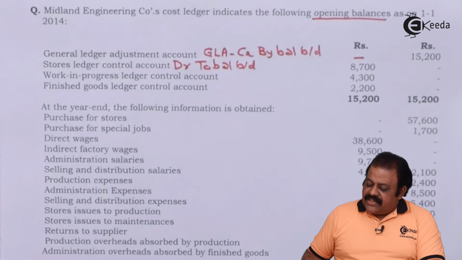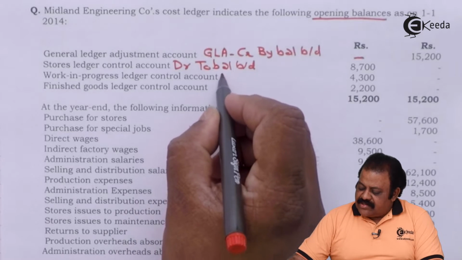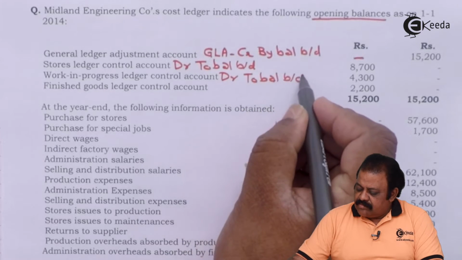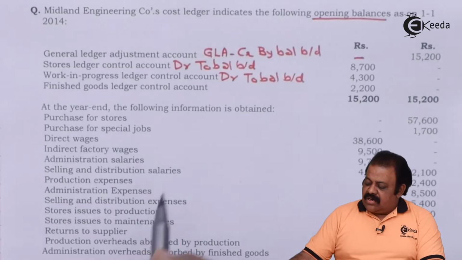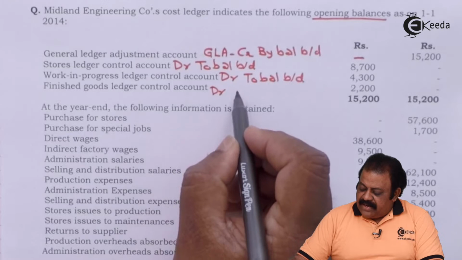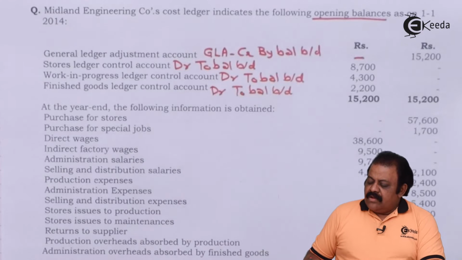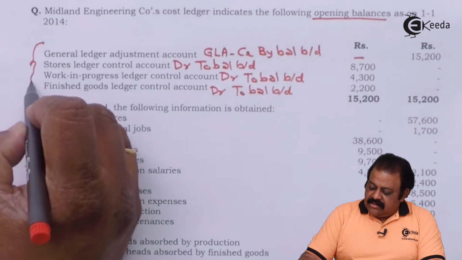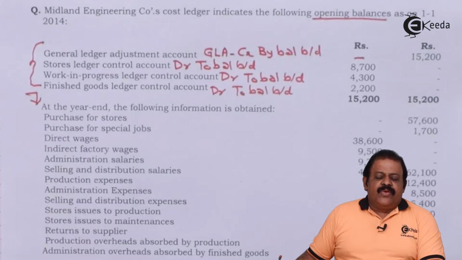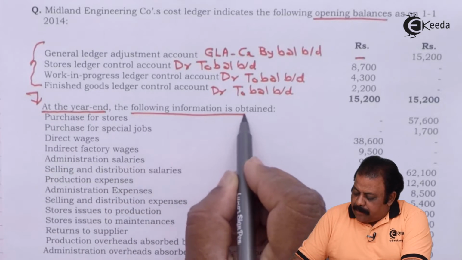Work in progress ledger control account. This is also an asset having a debit balance, to balance brought down. Finished goods ledger control account, that is stock of finished goods, debit to balance brought down. These are the opening balances. Now from here we have transactions during the year. At the year end, the following information is obtained.